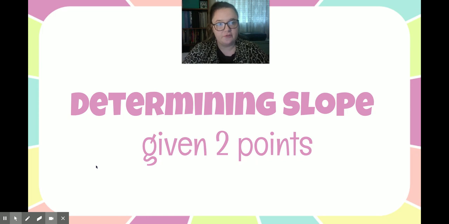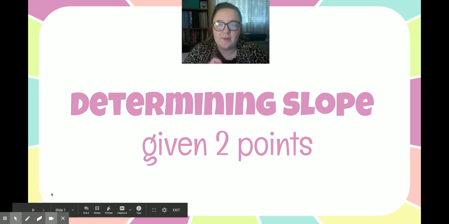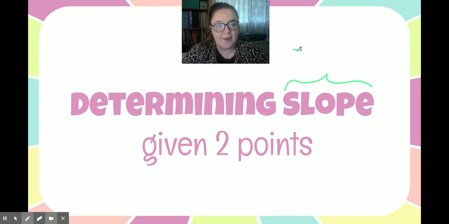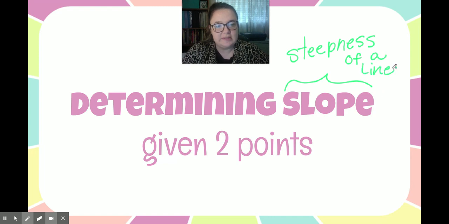By now I hope that you're figuring out which one is the easiest for you and which one you like to use. Today we're not looking at any graphs. We're actually determining slope when we are given 2 points. So I'm going to tell you those two ordered pairs and you have to find the slope between those. Remember that when we are talking about slope, we are talking about the steepness of a line, right? How steep that line is.